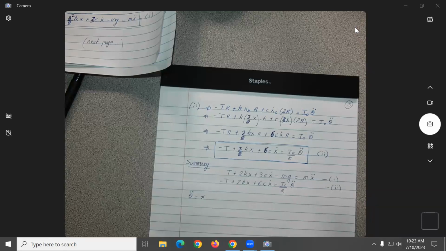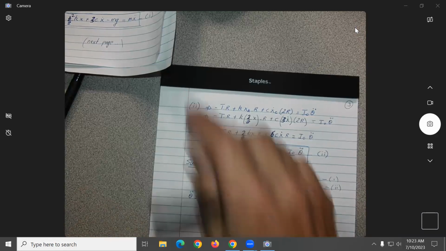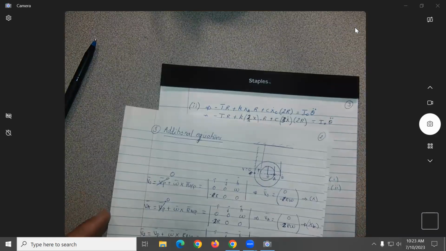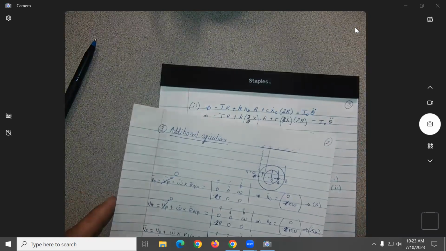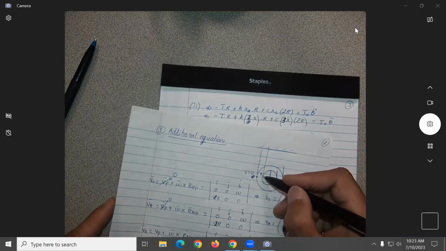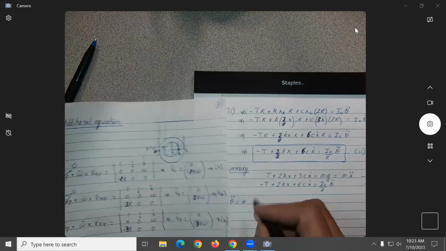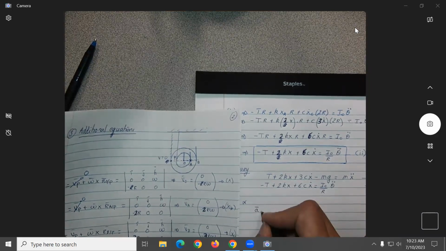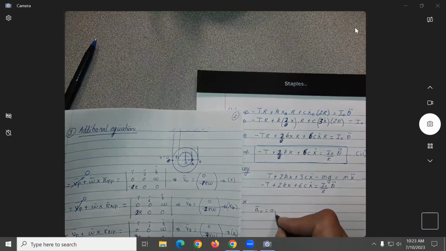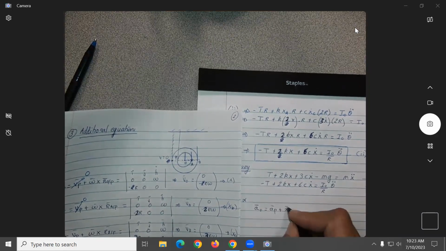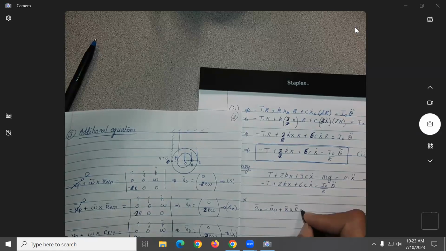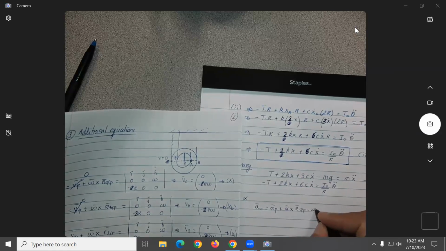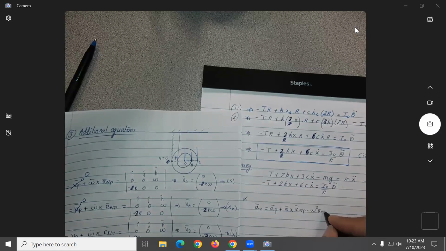How can we relate this? Okay, let's go back to this figure here for the additional equation. All right, so let's see the acceleration of point O from point P. If you remember from kinematics, this will be the expression with respect to P. Okay?